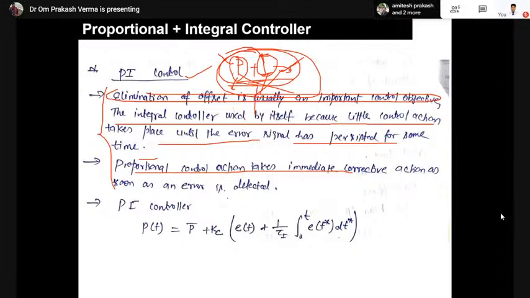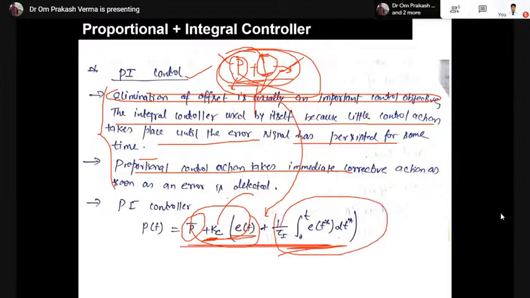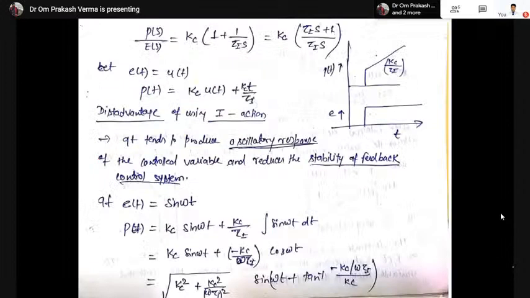Okay, what is the mathematical equation for this? We have written P(t) equals P bar, this is the bias value, plus Kc into E(t). This is the proportional controller, and Kc into 1 upon tau integral is the integral controller. So this is the combination, the PI proportional plus integral control, right? Now we find the transfer function of this one. P(s) upon E(s) equals Kc times the quantity 1 plus 1 upon tau s. So when you solve this equation, you get such a transfer function.